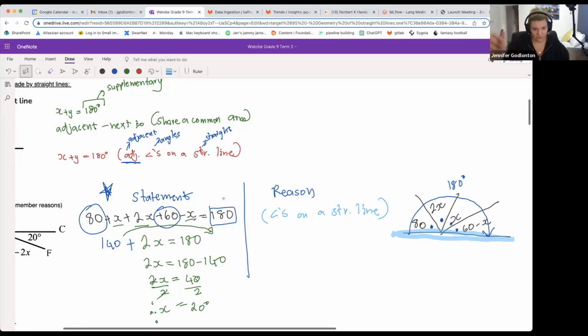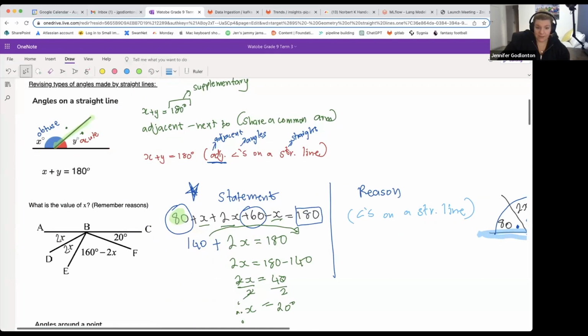All of those are fine. Okay. What we've done after that is we've just solved it as an equation. So taken the numbers, so 80 plus 60, which gave us the 140, and then looked at our x's. So x plus 2x minus x, which gave us the 2x. So we had 140 plus 2x equals 180. And then we just solved it as an equation until we got our final answer for x.